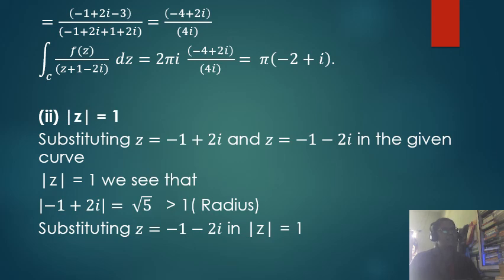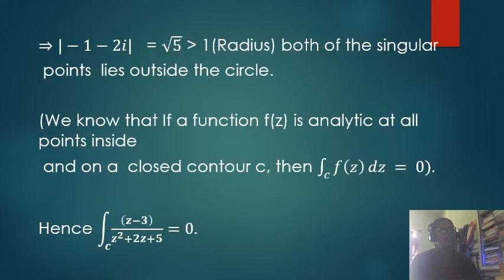Now the second circle equation is modulus z equal to 1. Substituting the singular points z equal to minus 1 plus 2i and z equal to minus 1 minus 2i in the given curve, we get for the first point, minus 1 plus 2i substituted for z, the modulus equal to root of (minus 1) whole square plus 2 square, and that is equal to root of 1 plus 4, which is equal to root 5, and this is certainly greater than 1, the given radius. Substituting the second point z equal to minus 1 minus 2i in modulus z equal to 1, we get modulus of minus 1 minus 2i again equal to root 5, which is greater than 1. So both of the singular points lie outside the circle.